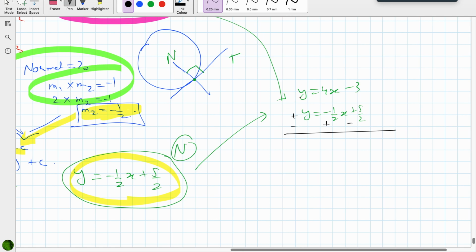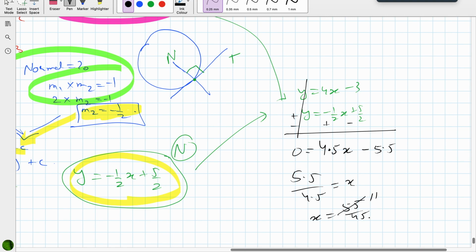For now, solving these simultaneous equations, when you add these, we get rid of this y. 4 plus 1 by 2 is 4.5. So 3 into 2.5 is 5.5. Solving this, 5.5 over 4.5 is equal to x. x is equal to 55 by 45. When we divide by 5, it is 11 by 9. So x is 11 by 9.